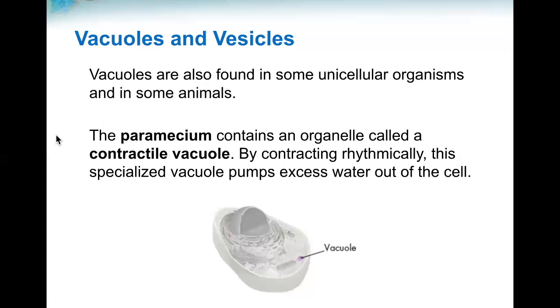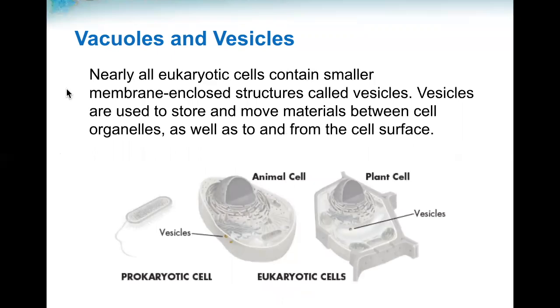The paramecium contains an organelle called a contractile vacuole. By contracting rhythmically, this specialized vacuole pumps excess water out of the cell. Nearly all eukaryotic cells contain smaller membrane-enclosed structures called vesicles. Vesicles are used to store and move material between cell organelles, as well as to and from the cell surface.